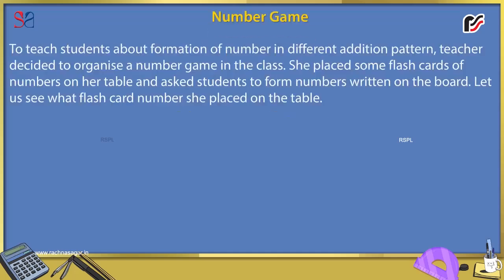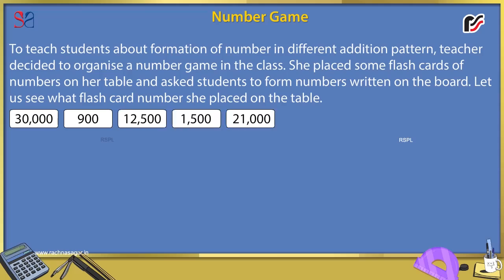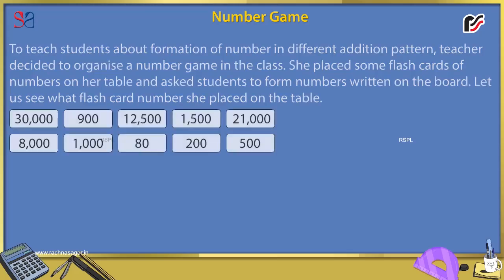Number game. To teach students about the formation of numbers in different addition patterns, the teacher decided to organize a number game in the class. She placed some flashcards of numbers on her table and asked students to form numbers written on the board. Let us see what flashcard numbers she placed on the table: 30,000, 900, 12,500, 1,500, 21,000, 8,000, 1,000, 80, 200, 500.